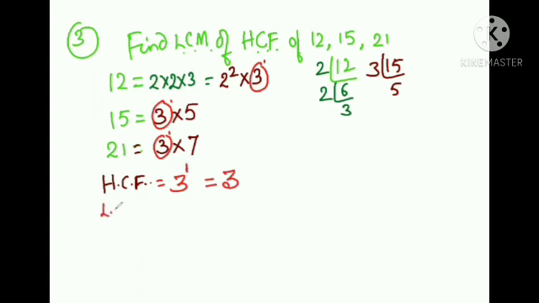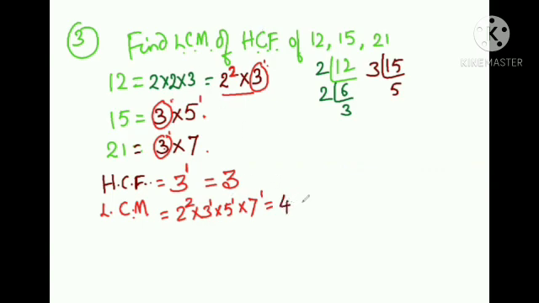Now LCM. Write all the prime numbers in this one. What are they? First 2, 3, then 5. Here all 3s already came. Now write 7. Now take the highest powers of the prime factors. Here 2 power 2, 2 is the highest power. Then 3 power 1, write 1 only. 5 power 1, 7 power 1. Now multiply all these numbers, you will get the LCM.